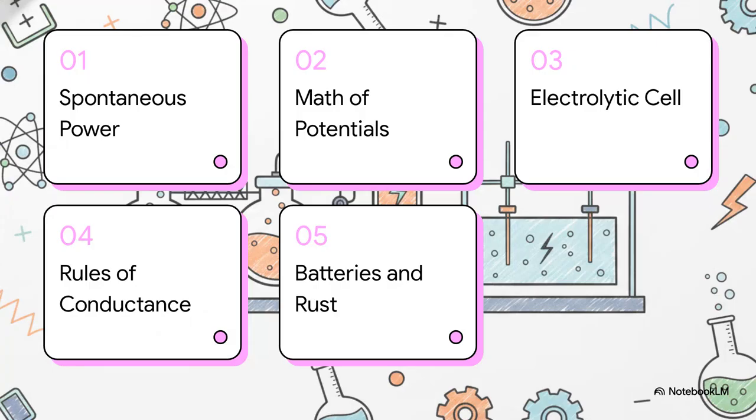So, here's our roadmap for the breakdown. We'll start with chemicals making electricity, then tackle the math of potentials, look at electricity forcing chemical reactions, break down the rules of conductance, and finally, we'll wrap up with real-world batteries and rust. Let's get right into it.